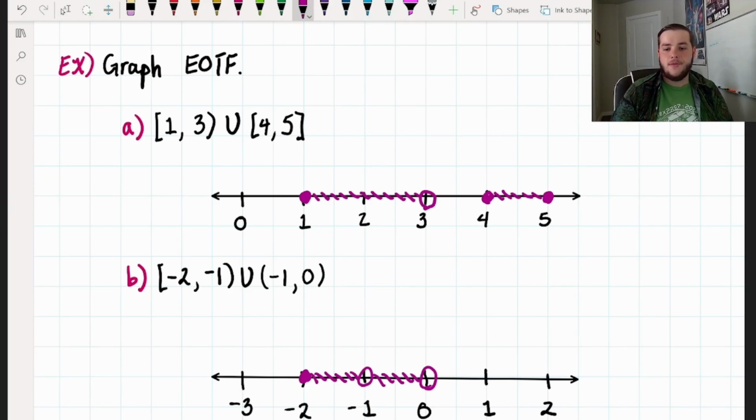You'll notice that I have a closed circle on -2 and an open circle on -1. Then I shade the numbers between them. Similarly, I get another open circle on -1 and then another open circle on 0, and I shade the numbers between them. Notice that -1 is not a part of either interval, so it should be left out of our shaded region.